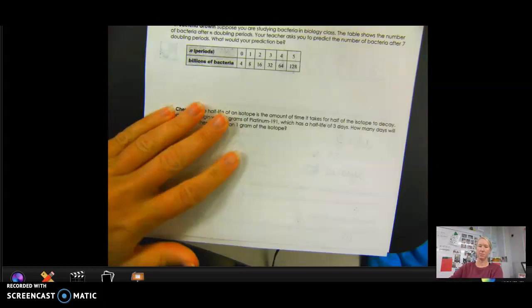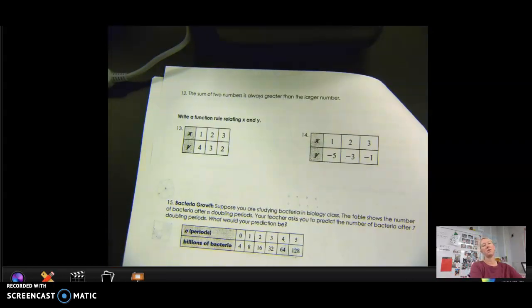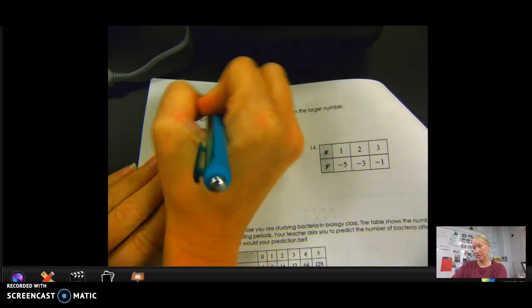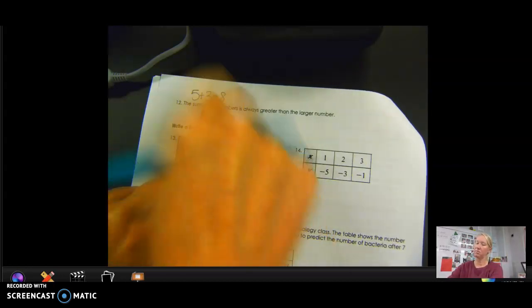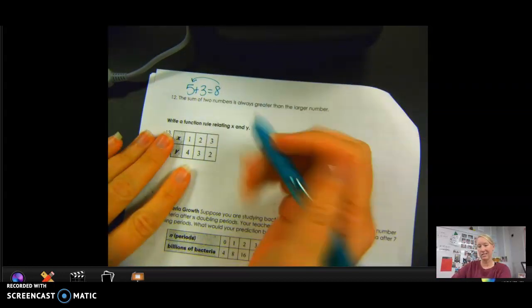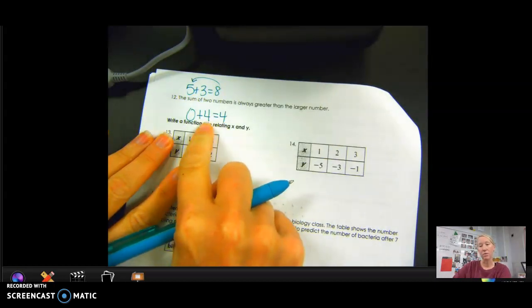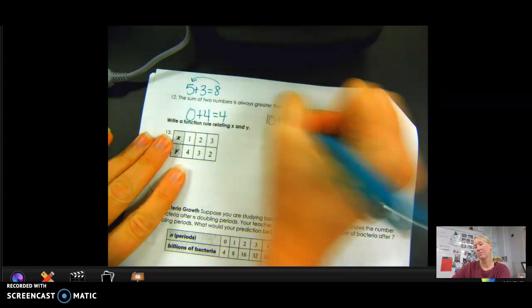One more. This is a counterexample one. So we need to prove it wrong. The sum of 2 numbers is always greater than the larger number. So like 5 plus 3 equals 8. So sum means add. So the sum of 2 numbers, 5 and 3, equals a number that is larger than my larger number here. So 8 is larger than 5. Well, there's a couple different ways I could think about this. If I add 0 to anything, it's not going to be bigger. So like 0 plus 4 equals 4. 4 is not bigger than 4, it's equal to 4. Or what if I had added a negative number?